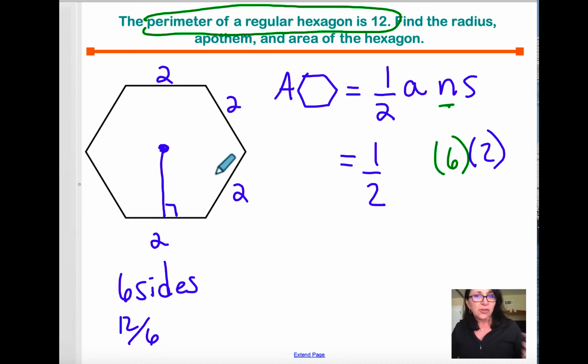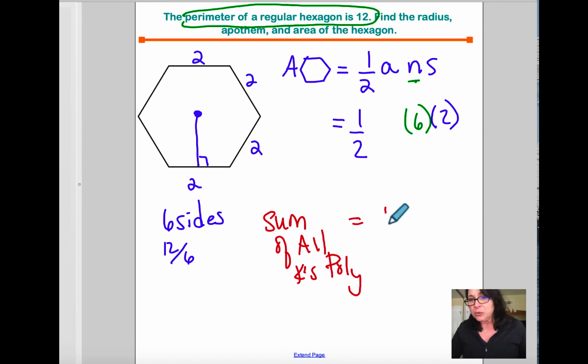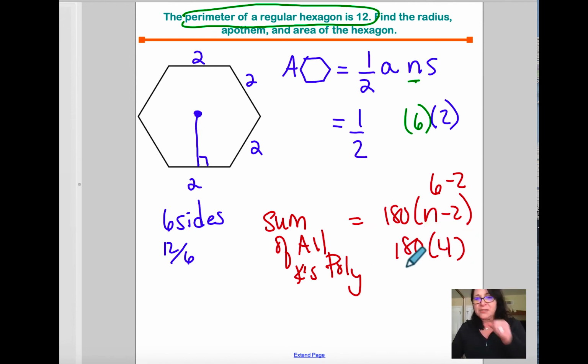In order to find that length, that apothem, that a value, what I'm going to need to do is use the information that I know about a hexagon and the angles inside. So what we learned the other day about the angles of a hexagon is this. We learned that the sum of all angles in a hexagon, or in any polygon, is equal to 180 times n minus 2. So n being the number of sides. So 6 minus 2, which is 4, and 180 times 4 is actually 720 degrees.